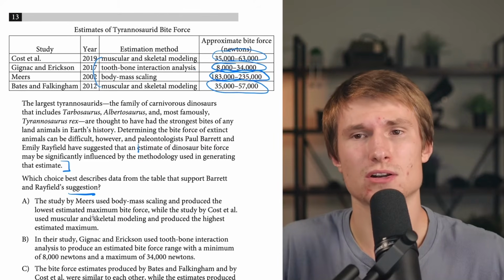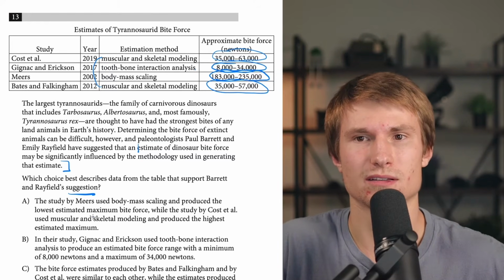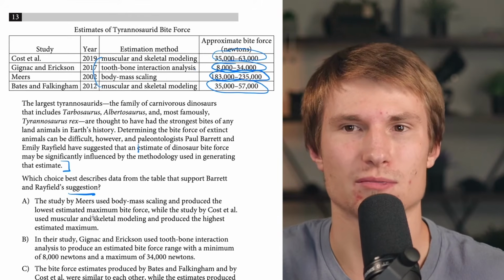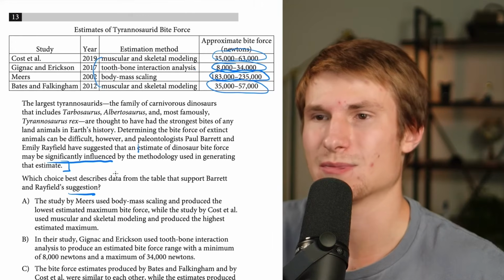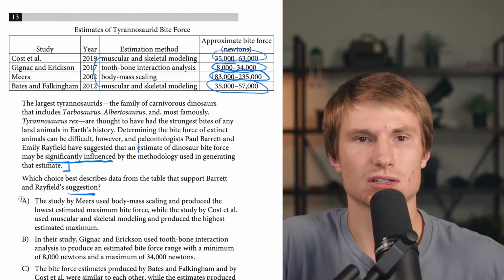If I have a mean or a median of like 5 and I'm stating that 4.5 and 5.5 are the minimum and maximum, that's obviously not great. That's not a significant difference, right? And we need it to be significantly influenced here. So that doesn't look good. Let's take a look at B.